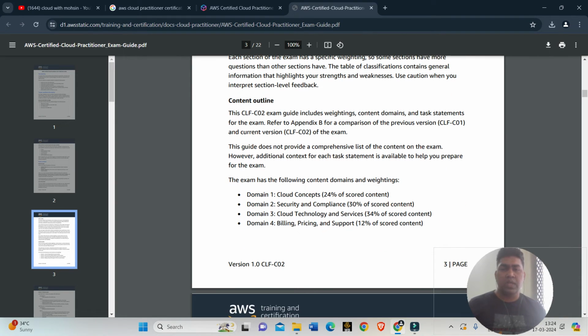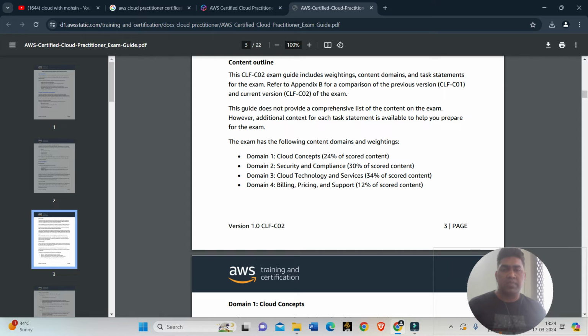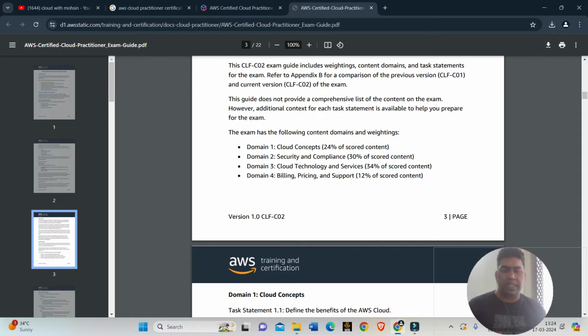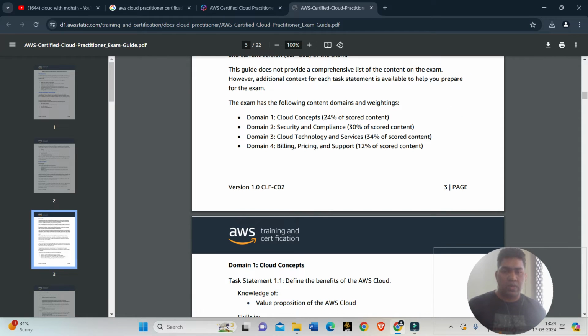As you can see, there are four domains. The exam has the following content domains and weightings. Domain 1, cloud concepts, has 24% of overall weightage. Domain 2 is security and compliance, which has 30% of scored content. Domain 3 is cloud technology and services, which has 34% of weightage, and Domain 4 is billing, pricing, and support, which stands at 12% of the scored content. Billing, pricing, and support has the lowest weightage.